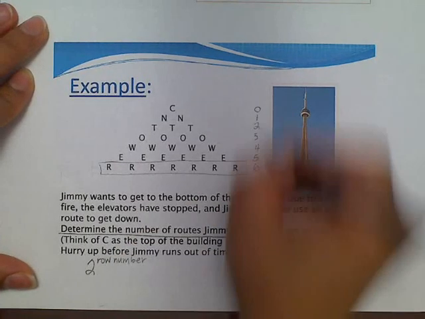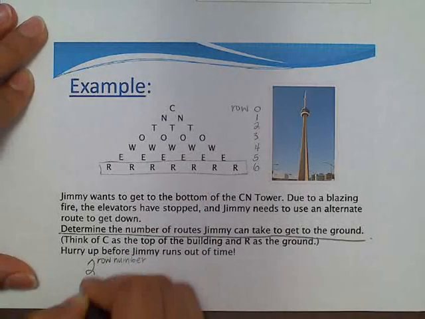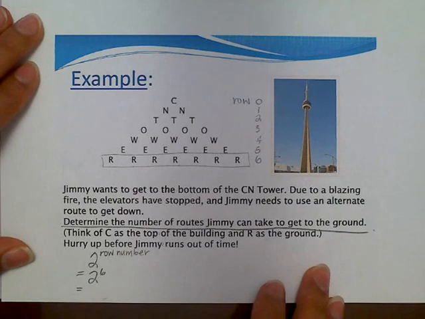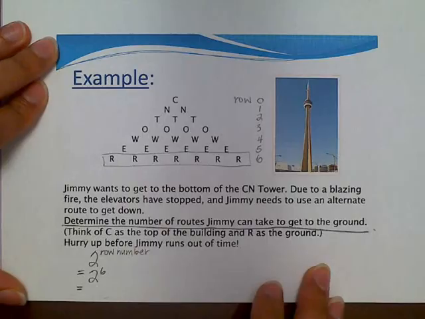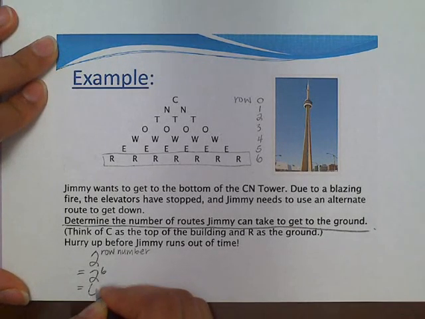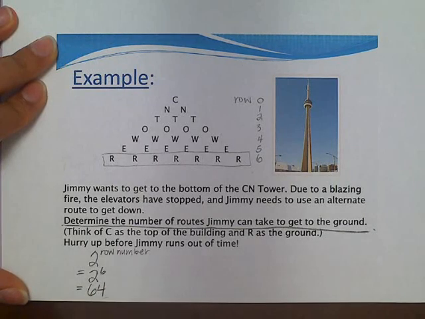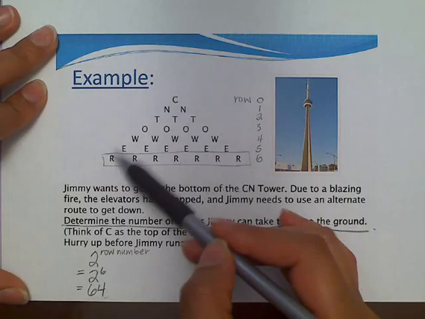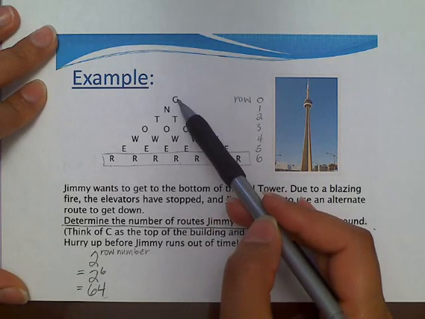So because we're looking at row 6 of Pascal's triangle, we can look at 2 to the exponent 6 to figure out the different number of routes to get to the bottom of the CN Tower. So in this case, that would be 64. Okay, so there should be 64 different ways that Jimmy can go from the very, very top of the CN Tower down to the very bottom.